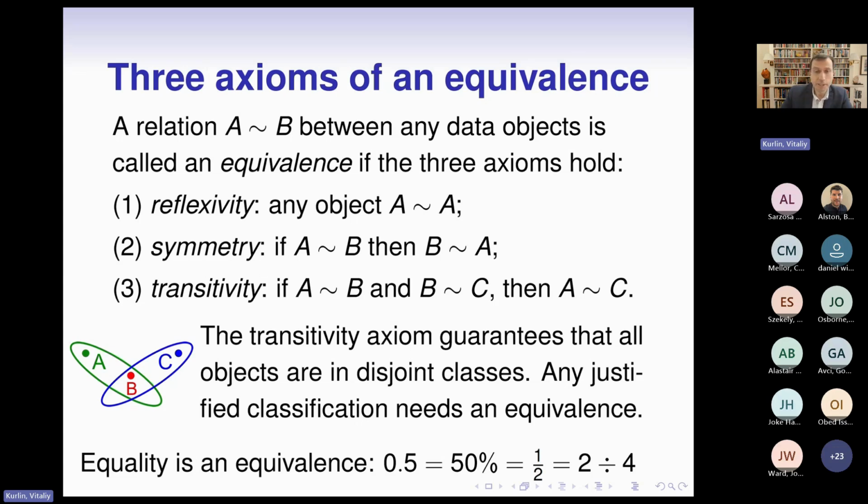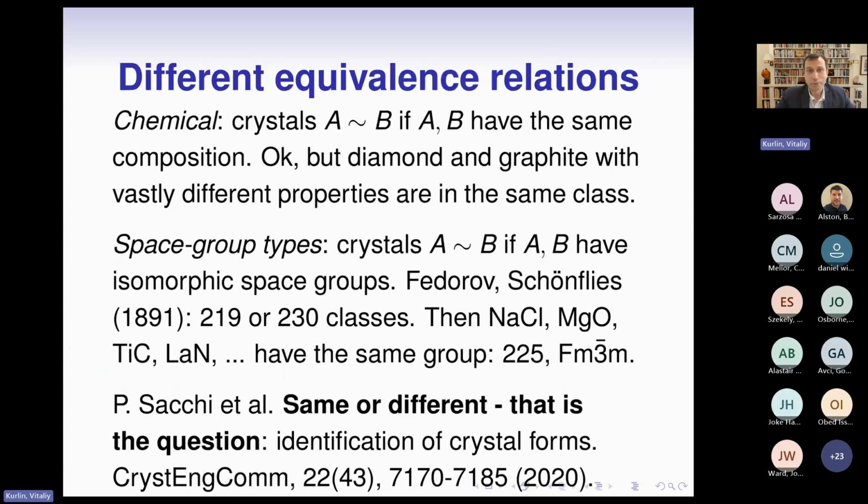So what equivalences can we consider for crystals? Chemists probably like chemical composition. You could say that two crystals are equivalent if they have the same composition. Yes, this is certainly a well-defined equivalence. However, even school kids know that there are materials such as diamond and graphite, for example, that have the same chemical composition but very different properties, so they should be distinguished in a different way.